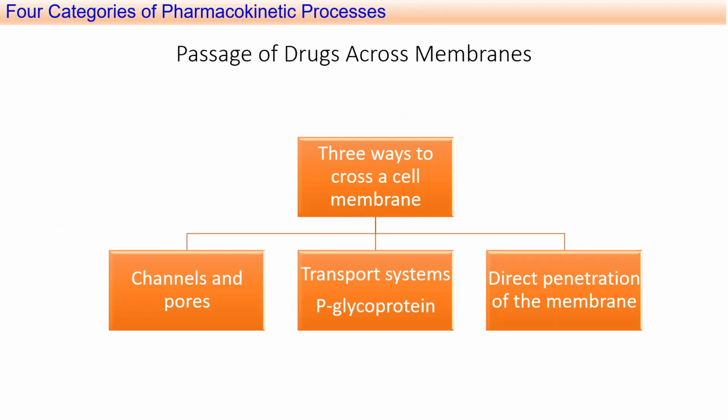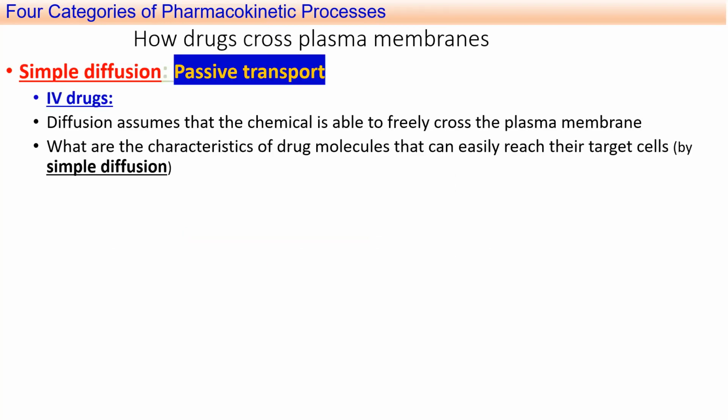There are three ways for the drug to cross the cell membrane: channels or pores, a transport system like a protein, or direct penetration of the membrane. So either the drug will go through the channels or pores, get some assistance with the transport system like a protein, or direct entry or penetration of the membrane. Now, how drugs cross plasma membranes. The first one is called simple diffusion, or in other textbooks, passive transport.